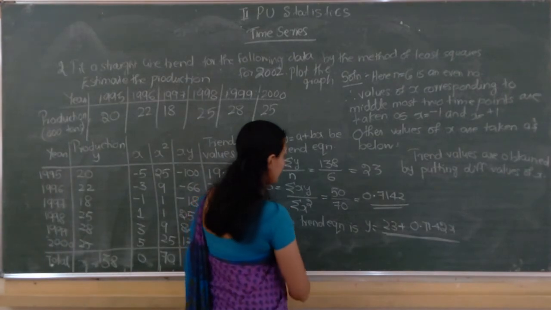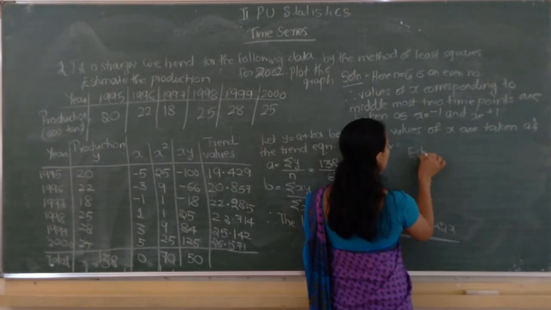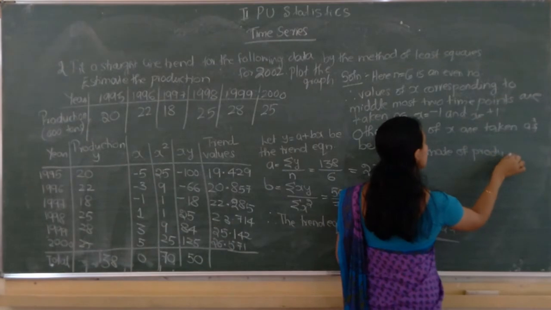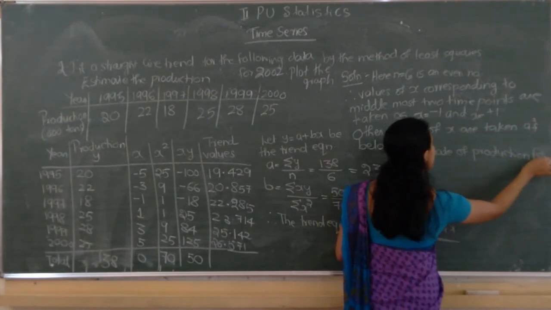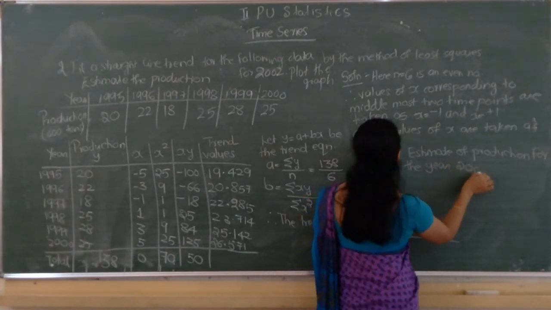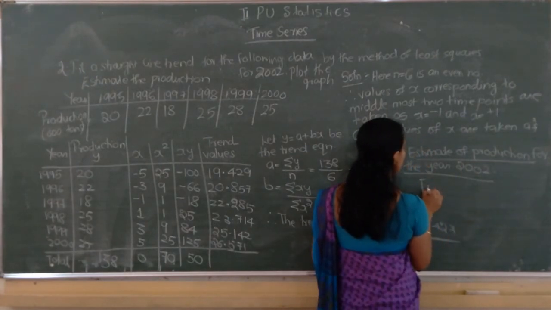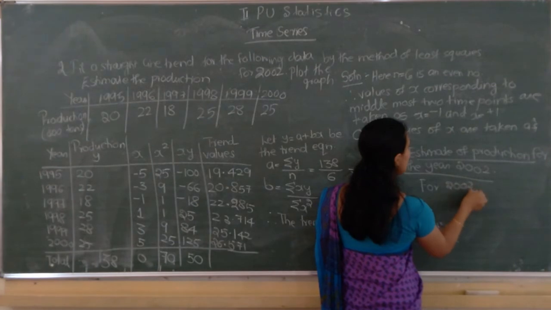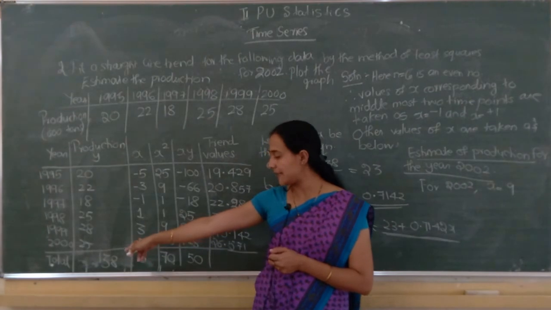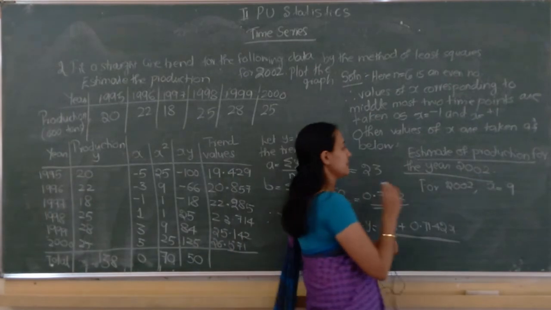So I'll write here: estimate of production for the year 2002. For 2002, x equals how much? I told you it is 9: 1, 3, 5, next for 2001 it is 7, for 2002 it is 9, a difference of 2. So x equals 9.